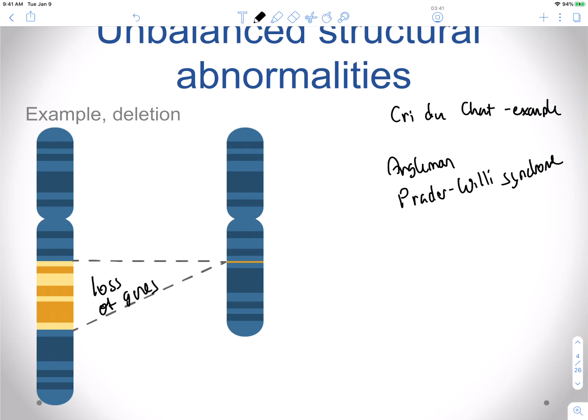And again, you're losing the material, so this could be caused by haploinsufficiency. You only have one good chromosome for those materials, and it just depends on the genes that are lost in the chromosome that it occurs on.